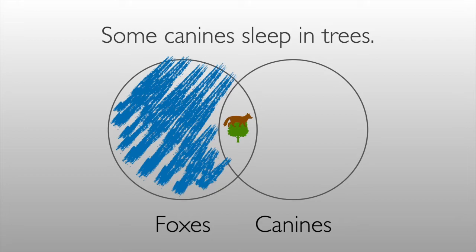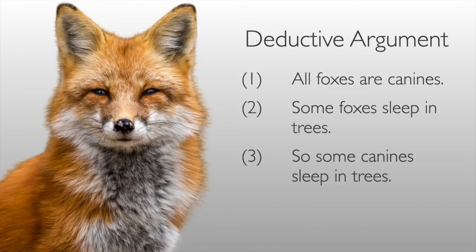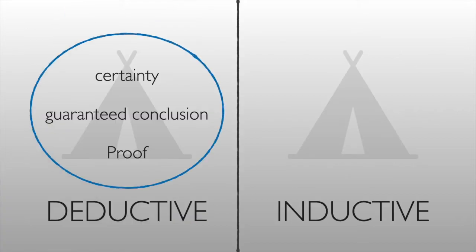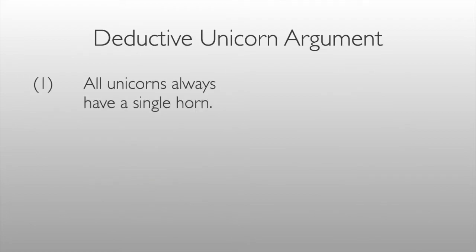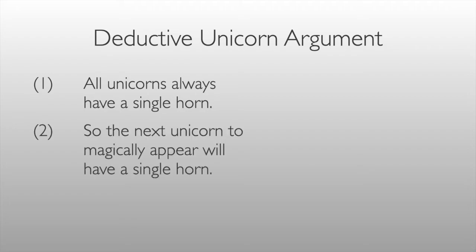Now that was a long, detailed look at a deductive argument, and I don't want the main point to be lost. Can you see how the conclusion is inescapable? Does your mind latch on to the conclusion with a certain obviousness? That sense of certainty that you feel is exactly what a deductive argument aims for. Let's go through one more deductive argument quickly, just to drive home the point. All unicorns always have a single horn. So the next unicorn to magically appear will have a single horn.